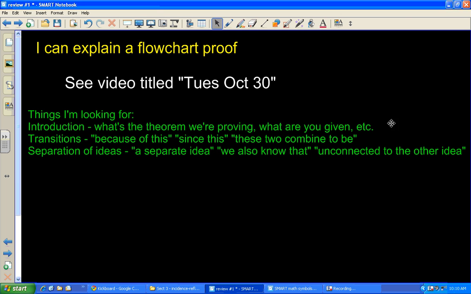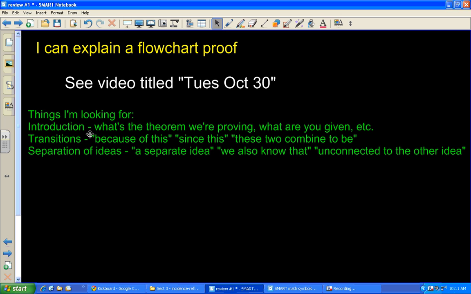Make sure you, if there's a picture, you can explain the picture. Make sure you said, we're given angle A and B. We have to prove that they're congruent or whatever it happens to be. I'm really, really looking. These other two things are so important. These are the keys to a flowchart proof.